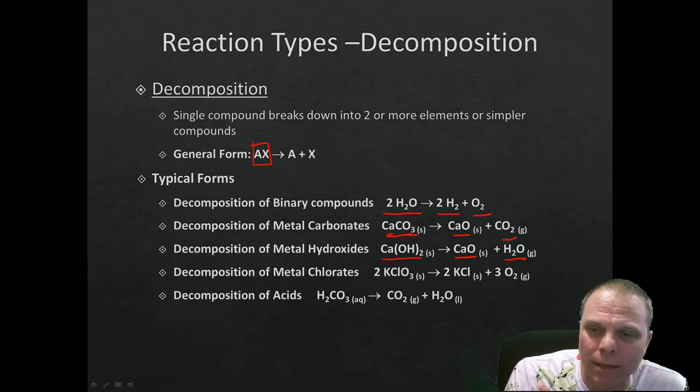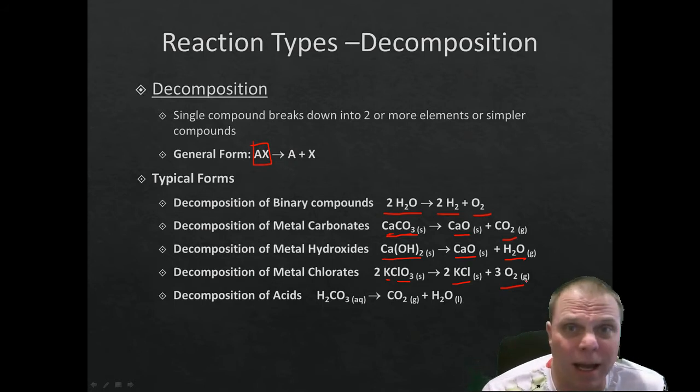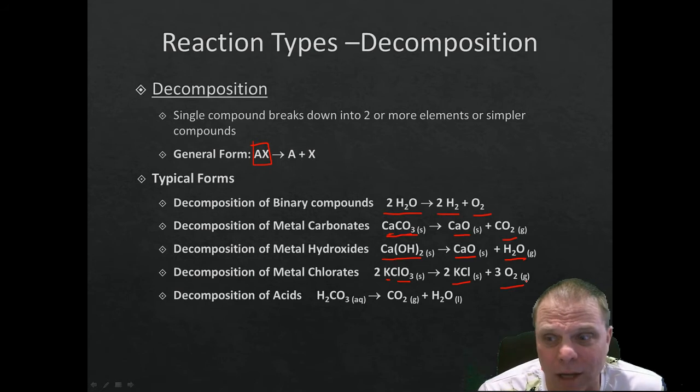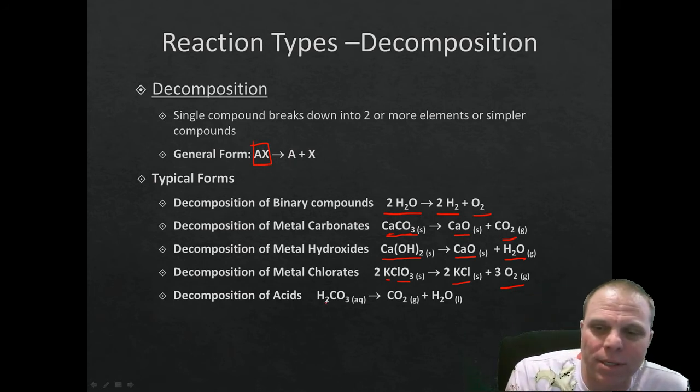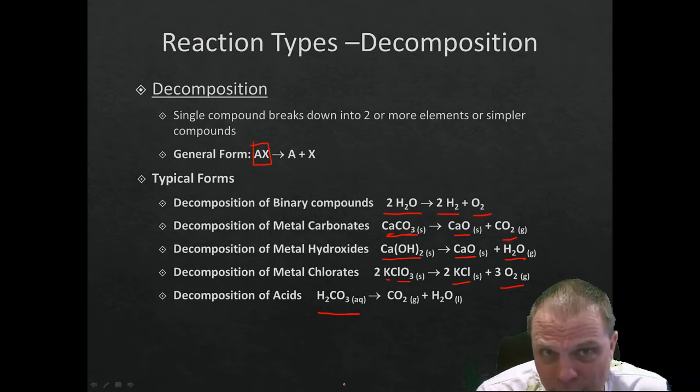A metal chlorate. So here's the metal potassium with the chlorate. And what is it going to do? It's going to form a metal chloride and then oxygen gas. So again, we see it here with potassium chlorate forming potassium chloride and oxygen gas. But if this were sodium chlorate, it would form sodium chloride and oxygen gas. And then we have our decomposition of acids. So this is carbonic acid. This is the type of acid that we see in our soda drinks.